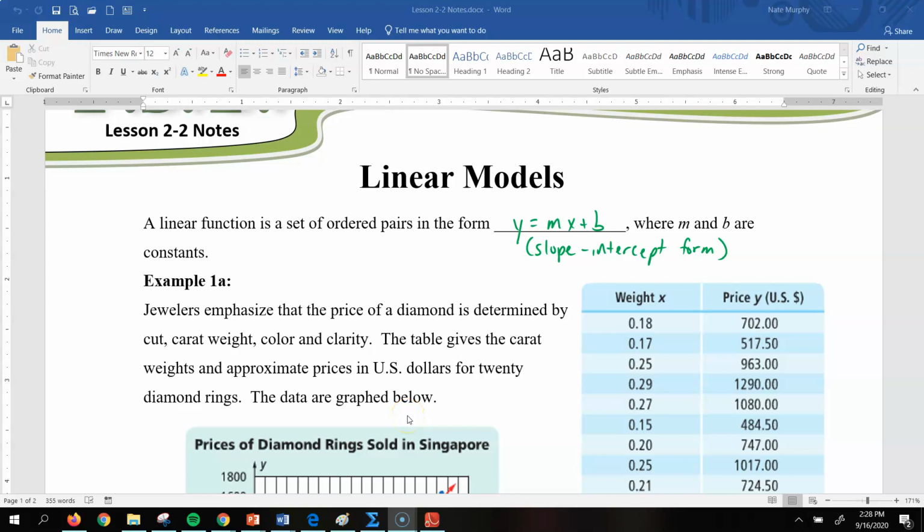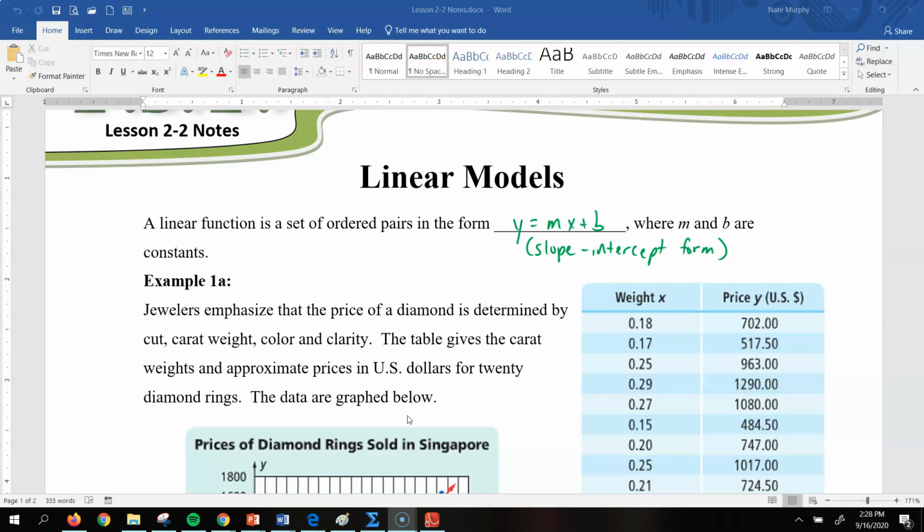All right, well, welcome. In this video, we're going to be looking at Lesson 2.2, and we're going to be looking at what we call linear models. Now, you've done things before with linear equations. A linear model just means that we're going to be working with data, and sometimes data doesn't fit exactly to a perfectly straight line. And so we refer to it as a model because we're going to model a line to fit the data as best as we can.